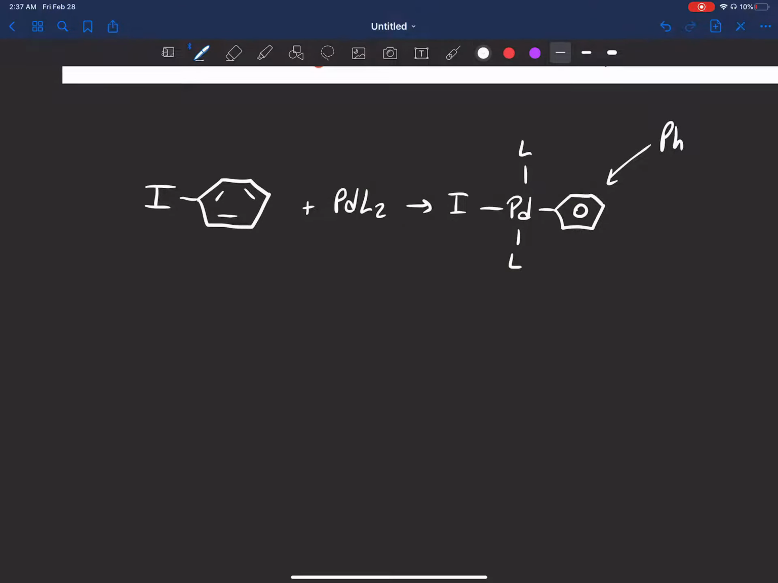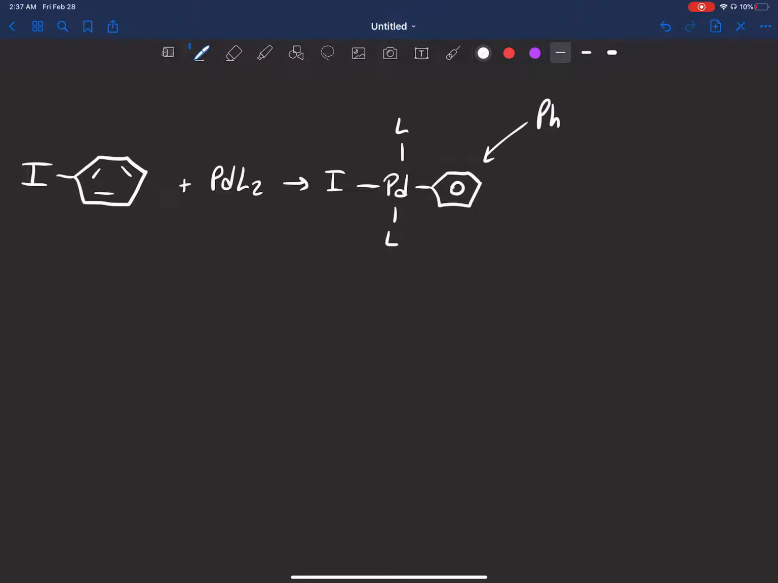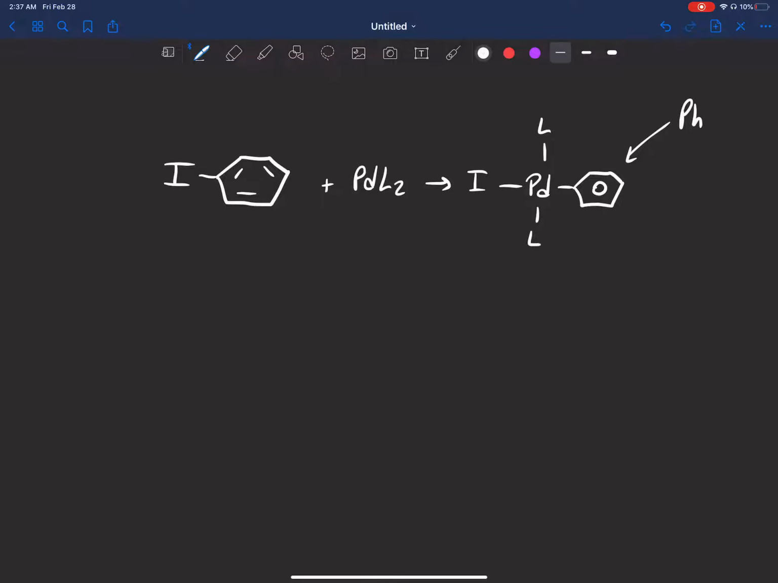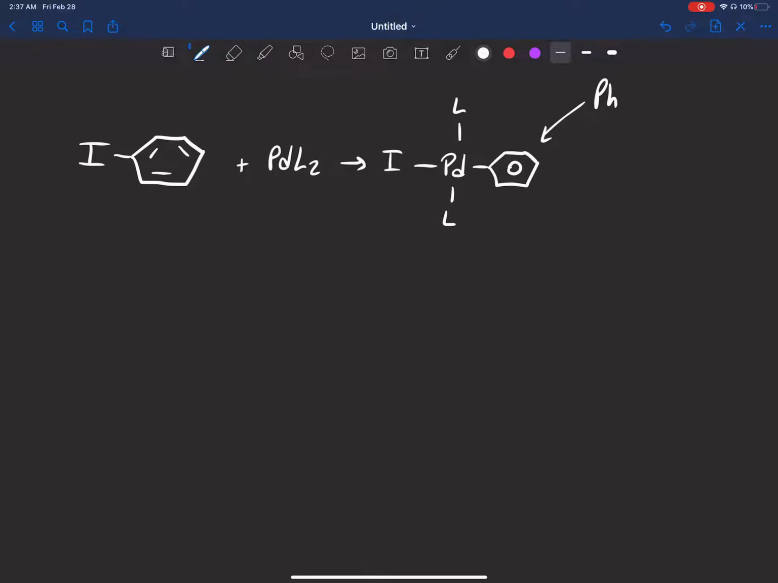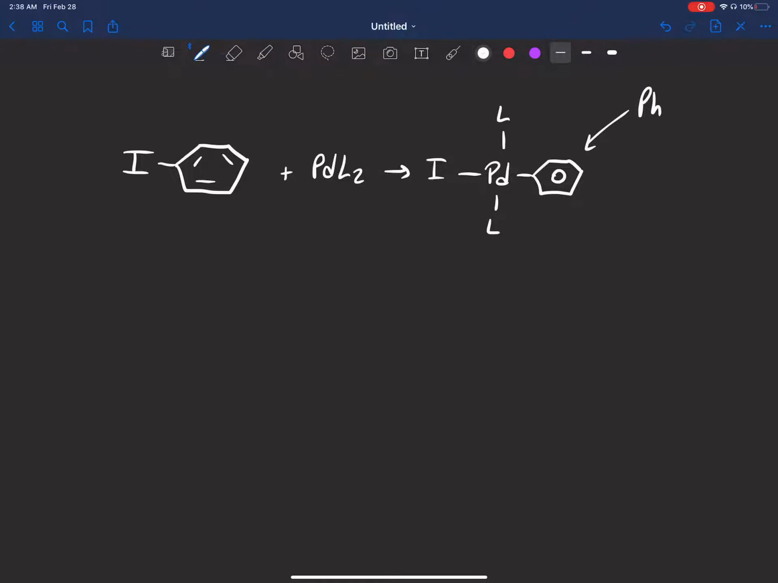So what happens is I'm going to use this intermediate. This is an intermediate of the Heck cycle. And we have our group that we want to add: we had our iodine, which is our leaving group, and our phenyl group. That's what we want to add. What I haven't shown yet is the alkene. So we want to put our alkene. Let's see, I'm going to show two of them.